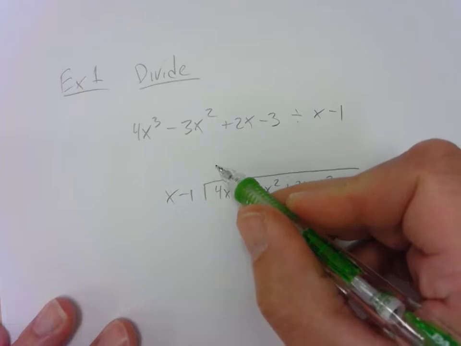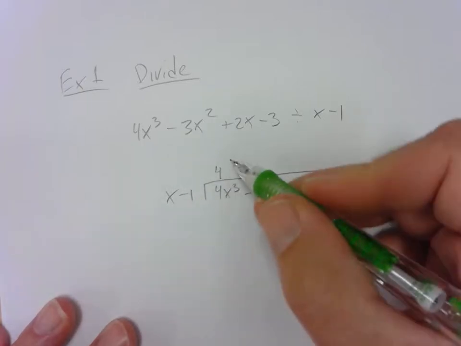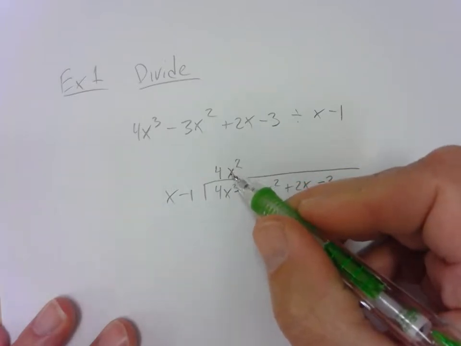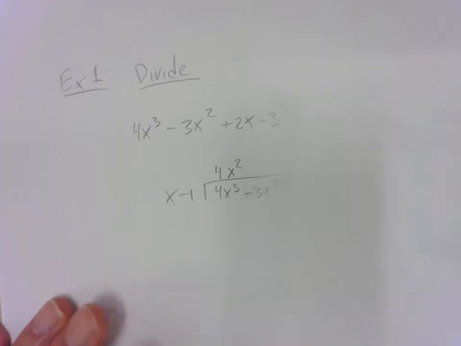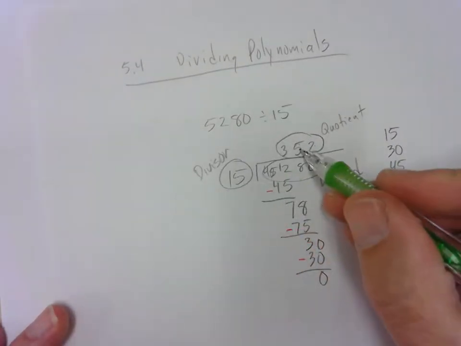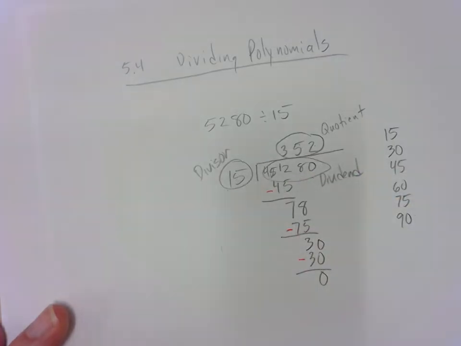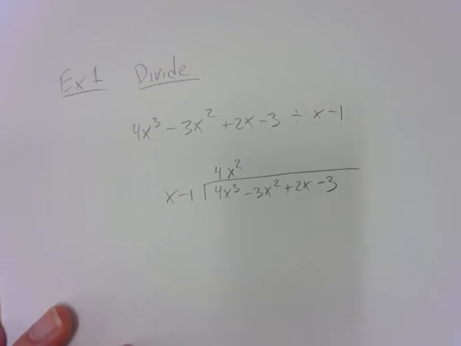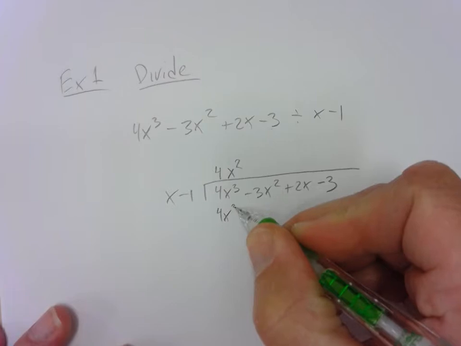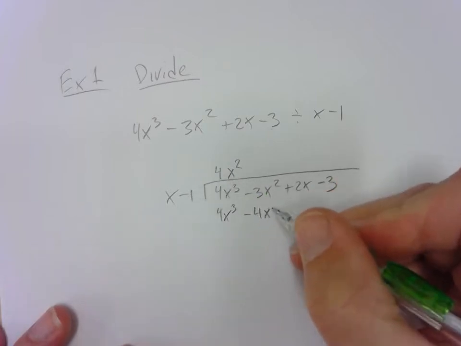Well, I definitely need a 4. So 4 times x would be 4x, but I need a couple more exponents. So 4x squared. Now I distribute. I didn't really emphasize that here, but I really am distributing. I'm doing 3 times 15 is 45, 5 times 15 is 75, 2 times 15 is 30. So that's my next step, to multiply. 4x squared times x is 4x cubed. 4x squared times negative 1 is negative 4x squared.